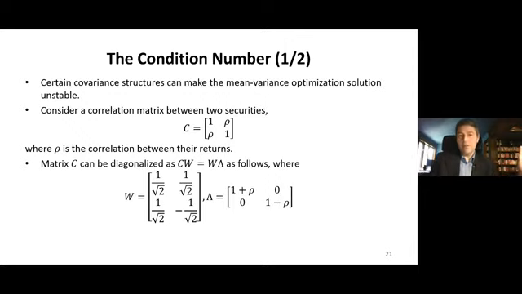Consider the smallest system that you can think of, just two securities. The correlation matrix could have this form, right? Diagonals of ones, and then off-diagonal elements of rho, the correlation between the two securities. We can diagonalize this correlation matrix as CW equals W lambda, where W, the matrix of eigenvectors, will have this form, and lambda, the matrix of eigenvalues, will have this form. As you can see, one of the eigenvalues will be 1 plus rho, and the other eigenvalue will be 1 minus rho.